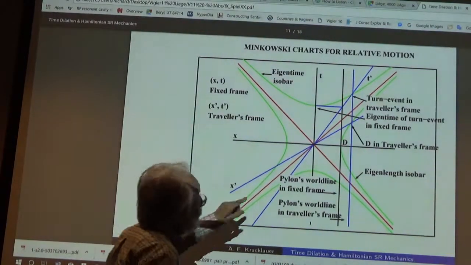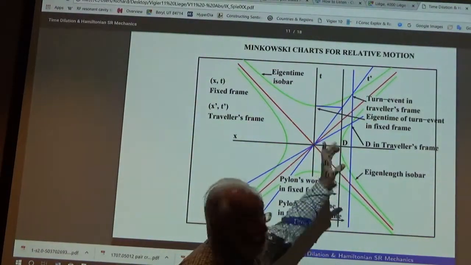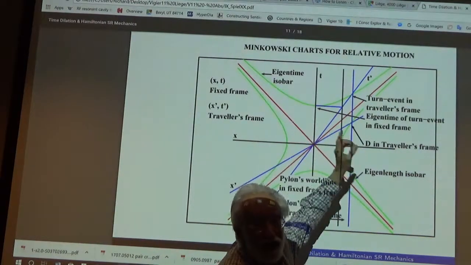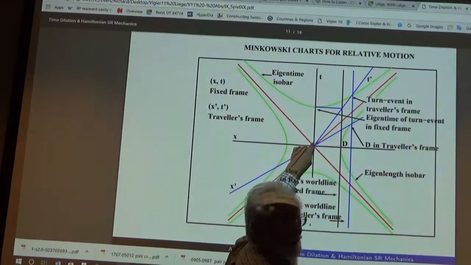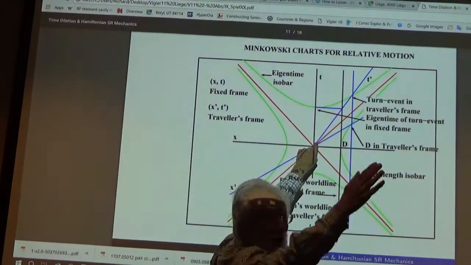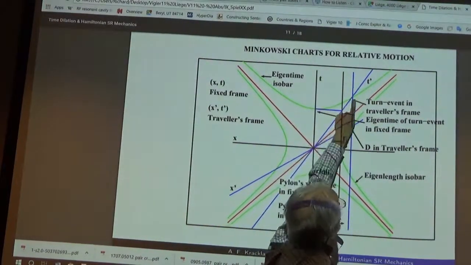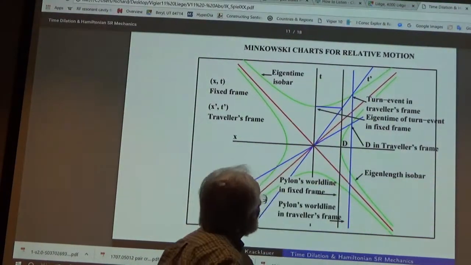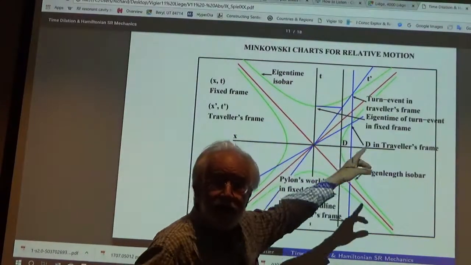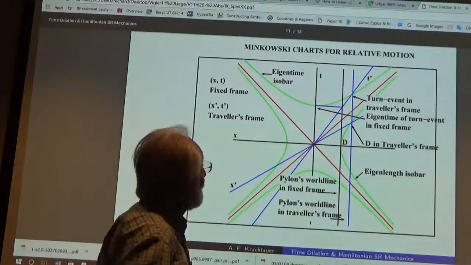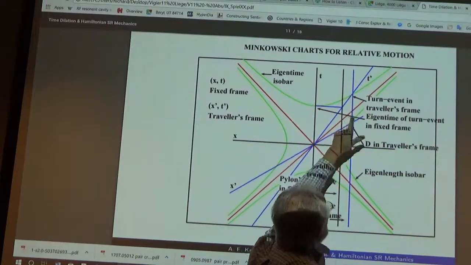Now, then the pylon's world line is, of course, his time axis. So where does he meet the pylon? When does he get there? Well, you go out here and that's the point where he meets it: the turn event for the traveler in his frame. And so what time is that?